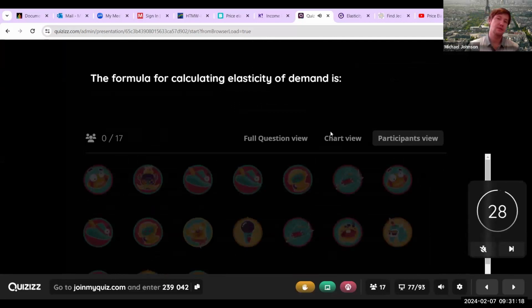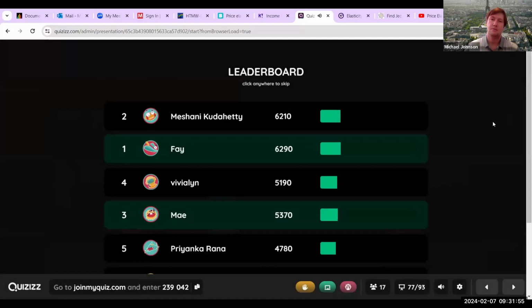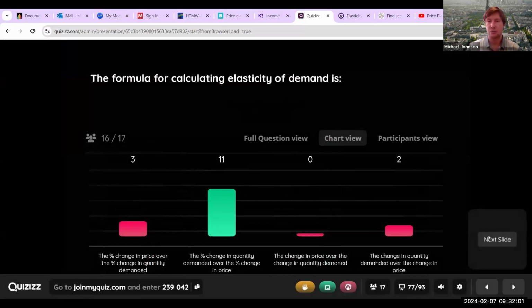The formula for calculating elasticity of demand is what? The percentage change in quantity demanded over the percentage change in price.